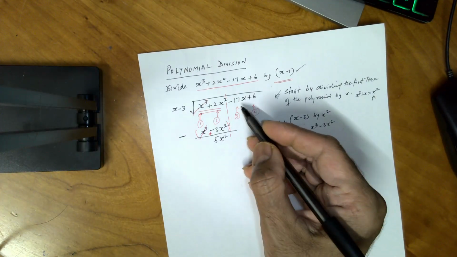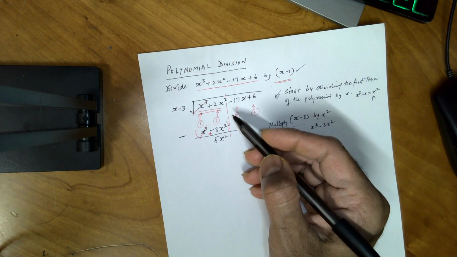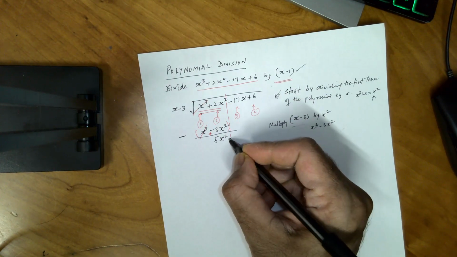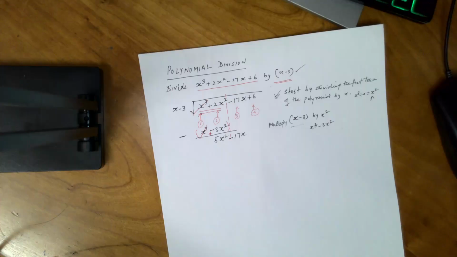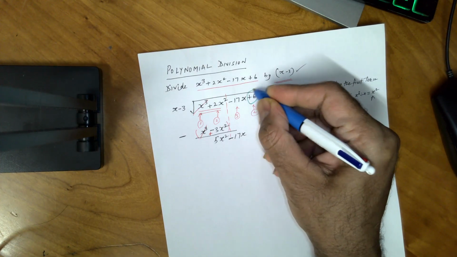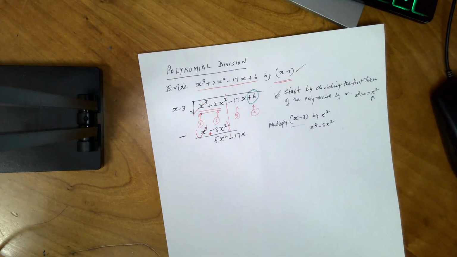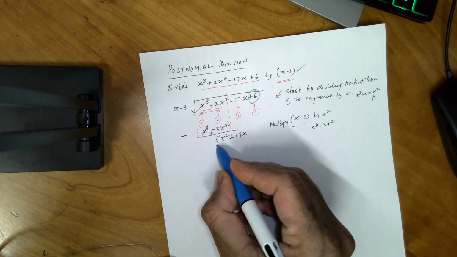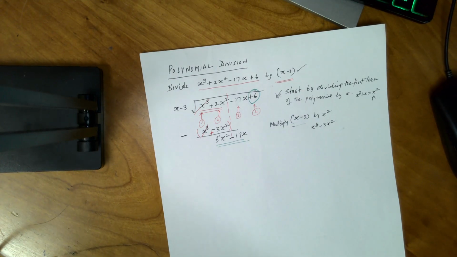Then you can take the next bit, which is just copy that one, minus 17x. So bring that here. You can leave the plus 6 here at the moment, because we're only working with 5x squared minus 17x. That is our next step.